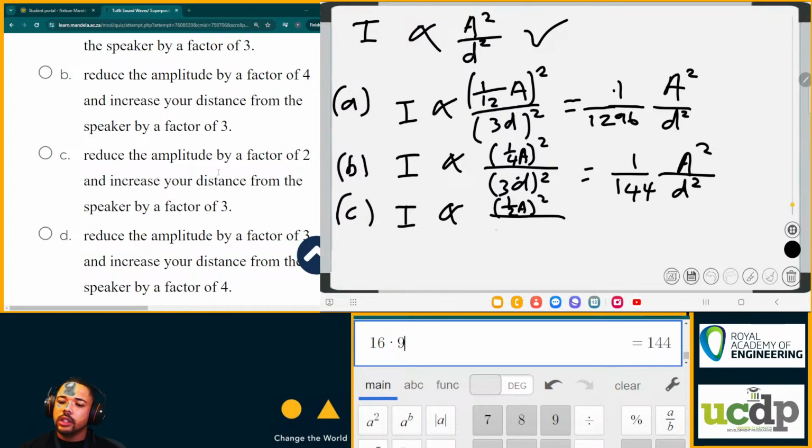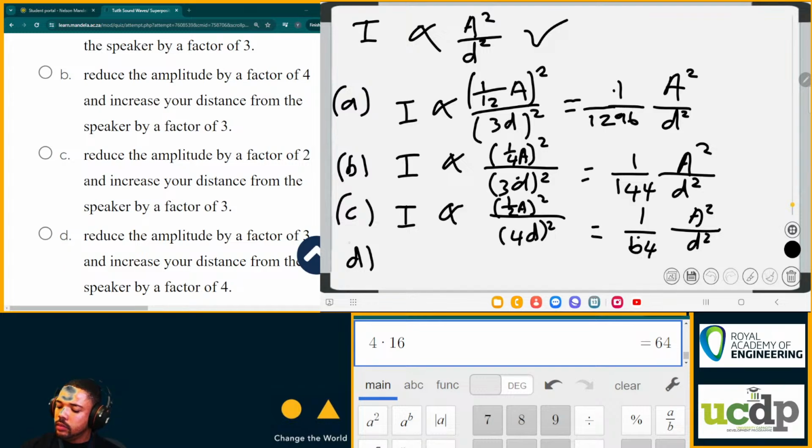Then increase the distance by a factor of 4, so 4d squared. We are still left with A squared over d squared there. And that fraction becomes 1/4 multiplied by 16. So 4 times 16, that's 64. So it's 1 over 64.